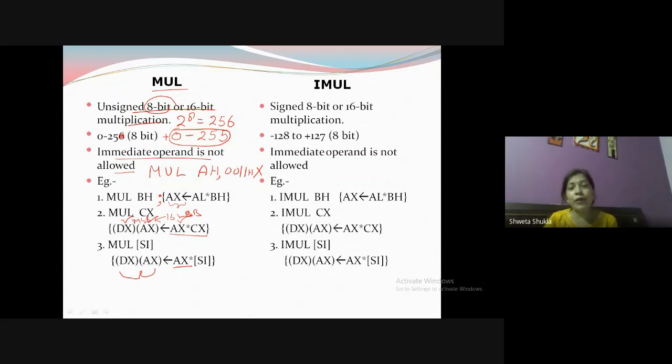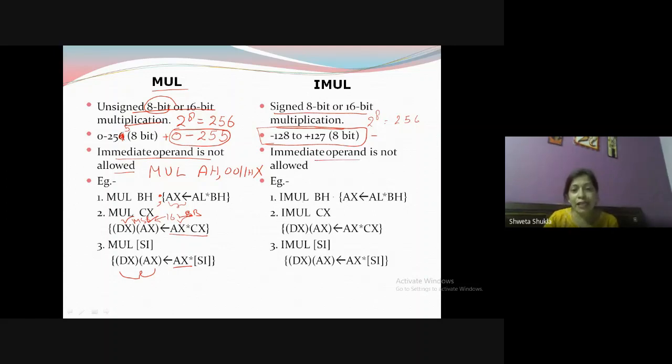Now comes IMUL. That means you now have to multiply signed numbers. In the case of signed numbers, remember this: unsigned 8-bit goes up to 255. Now in the case of signed multiplication, the data varies from minus 128 to plus 127. That means for 8-bit, 2 to the power 8 is definitely 256, but it means from minus 128 to plus 127. So this is what IMUL means: you will do the signed multiplication here. Again, the immediate operand is not allowed.